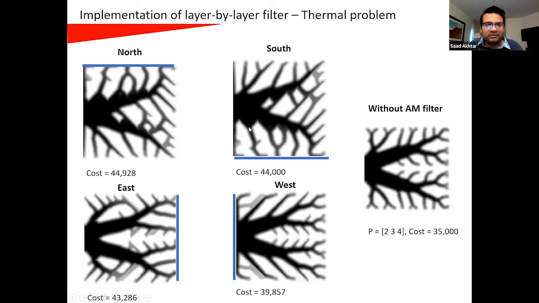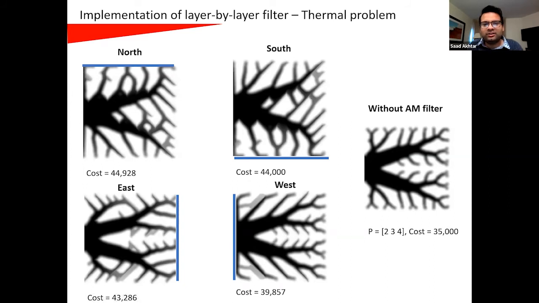But on the left, you see the four results for different build plate configurations. So this blue line is the build plate, and the build direction would be perpendicular to that. Let's talk about, for example, the south case, because it's easier to understand. The build direction here would be in the y-axis, going from down to top. But as you can see, some of the features are straightened out here. So you can really see that the filter is doing its job. It's eliminating the features that can't be manufactured.